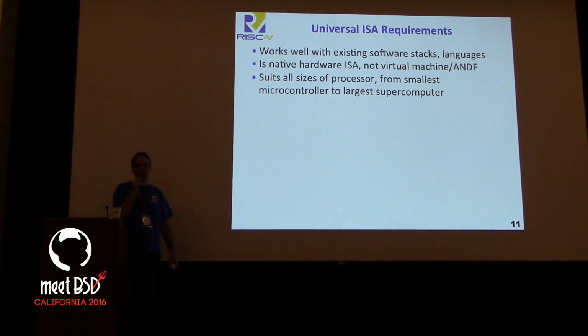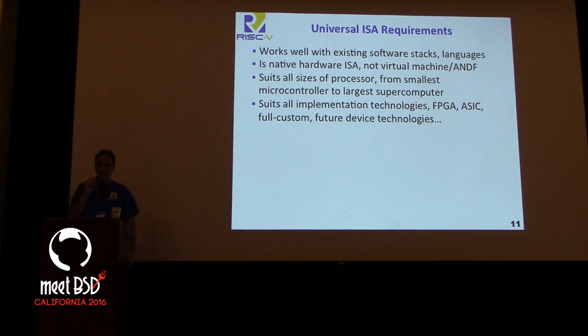We wanted to scale from the tiniest microcontroller up to the largest supercomputer. And this was actually strategic. We wanted to make sure that whenever somebody ported software or libraries to RISC-V at any one of these points, it would be reusable across the other points. So it wasn't just grand ambitions to have this scale, it was also to maximize software reuse across this whole space. And also across all implementation technologies, whether it's a softcore on FPGA or a custom design ASIC or a full custom design or future devices.